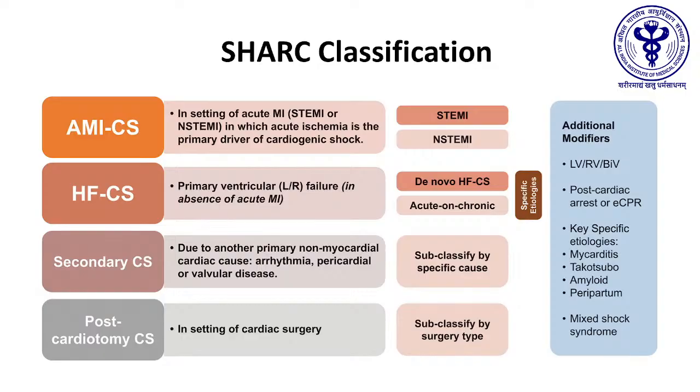This can be further divided into de novo heart failure, that is when the patient has presented directly for the first time with heart failure cardiogenic shock, or an acute on chronic kind of presentation. Then secondary cardiogenic shock, when it is secondary to either an arrhythmia, a pericardial disease, or a valvular heart disease, which needs to be further subclassified, and post cardiotomy cardiogenic shock in the setting of a cardiac surgery.